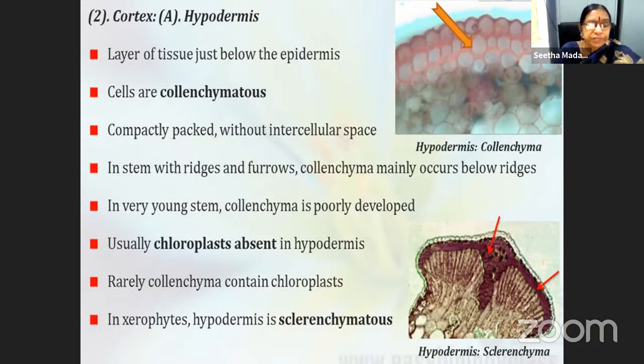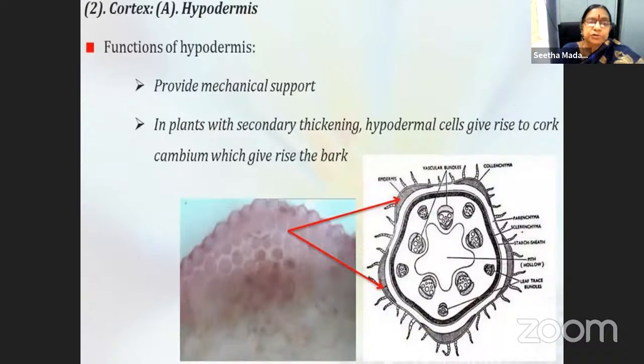In xerophytes, the plants which live in deserts, hypodermis is sclerenchymatous, again a strong tissue which helps in protection, also against winds and other things, and it also prevents water loss. Then, coming to the functions of hypodermis, it provides mechanical support. In plants with secondary thickening, hypodermal cells give rise to cork cambium, which cuts off cells both inside and outside to form the bark and secondary tissues.